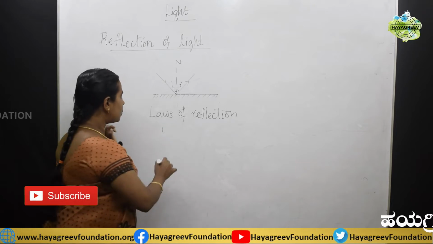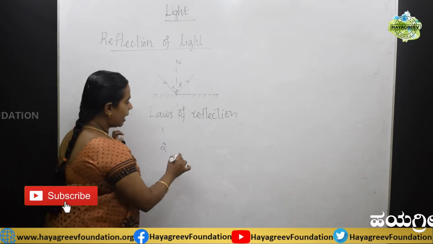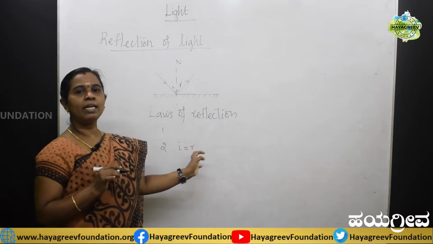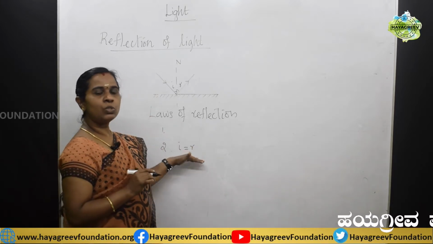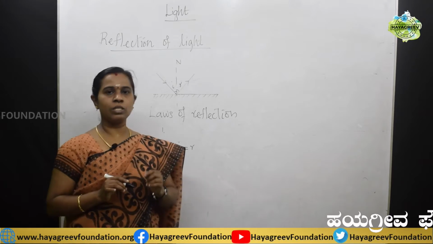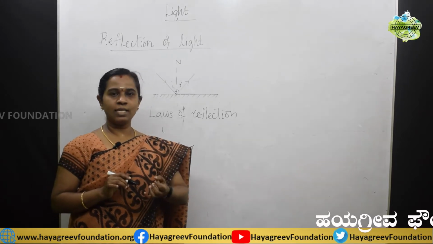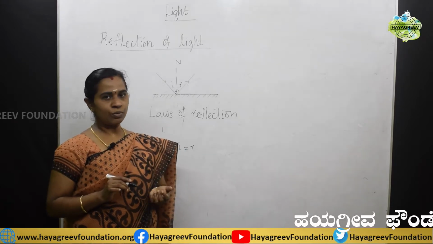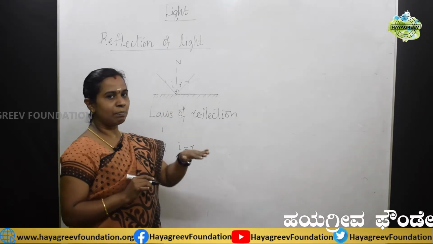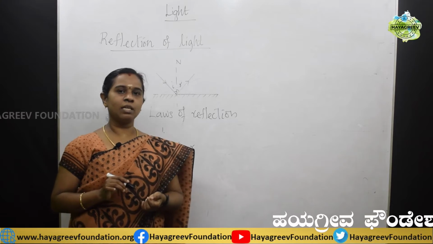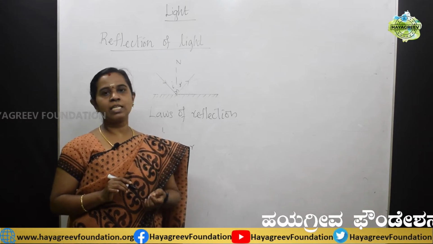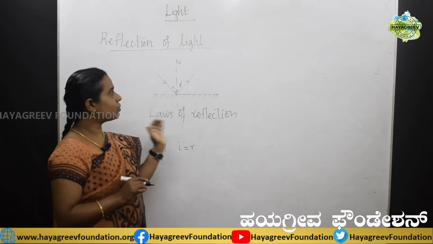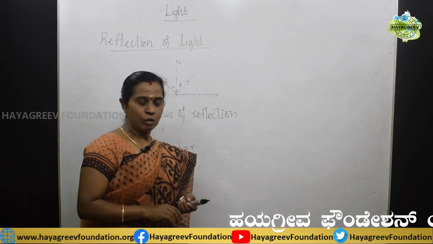The second law is nothing but: the angle of incidence is always equal to the angle of reflection. These two are the laws of reflection. The first law: the incident ray, the reflected ray and the normal at the point of incidence all lie in the same plane. The second law: the angle of incidence is equal to the angle of reflection. This is very important for 2 mark questions.